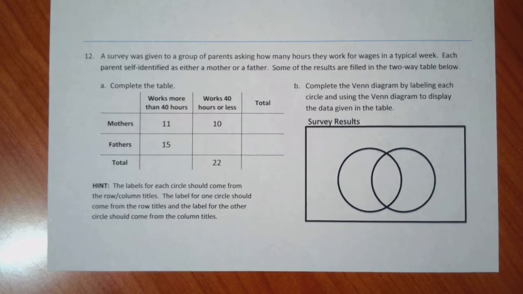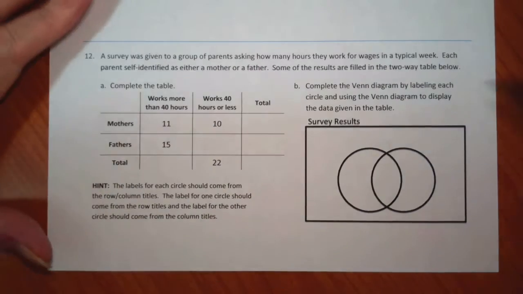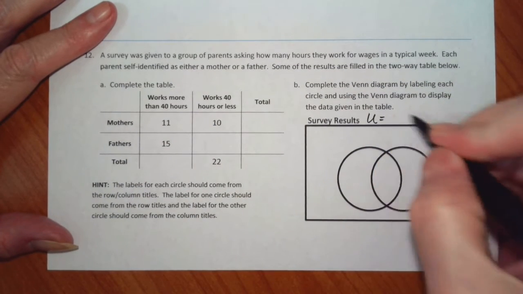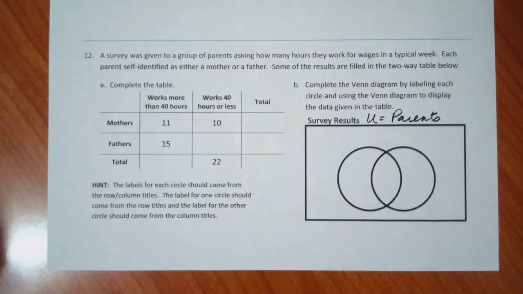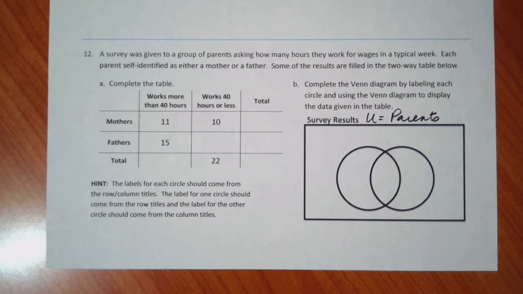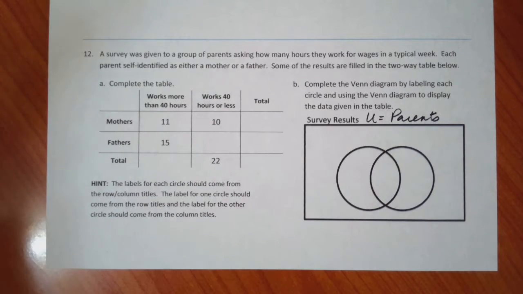A survey was given to a group of parents. So our universe is parents. It's always nice to identify that so you know what you're looking at. Asking them how many hours they work for wages in a typical week. Okay, working for wages, that's a lot different than working. Each parent self-identified as either a mother or a father. Some of the results are filled in the two-way table.